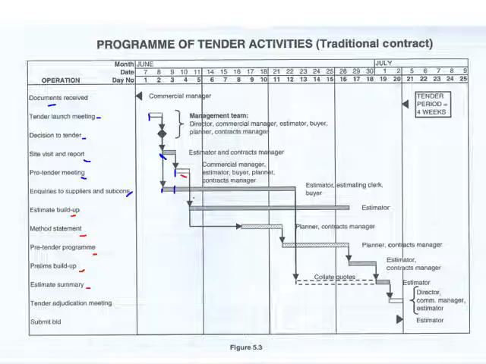And then you've got your tender adjudication meeting where everyone sits around the table, director, manager, estimator, and so on, to discuss the tender, whether everything is included, anything that was maybe flagged, and then the director signs it off and it is submitted. Okay.